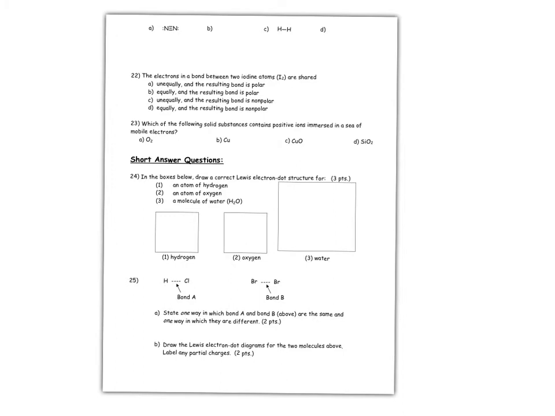State here, number 25, state one way in which bond A and B above are the same and one way they are different. Easily, I can't tell you how. You must be able to do this easily. Draw the Lewis electron dot diagrams of the two molecules above. Label any partial charges. You should be able to do that. And it's all over your notes.